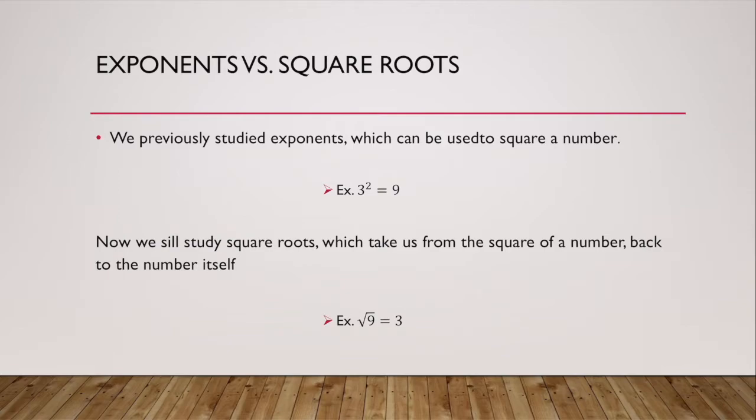So we previously looked at exponents. Exponents are used to square a number. Now we're going to take a look at square roots, which take us from a square number back to the number itself. So if I have 3 squared is 9, the square root, that's what this symbol is, a radical symbol. The square root of 9 is 3.